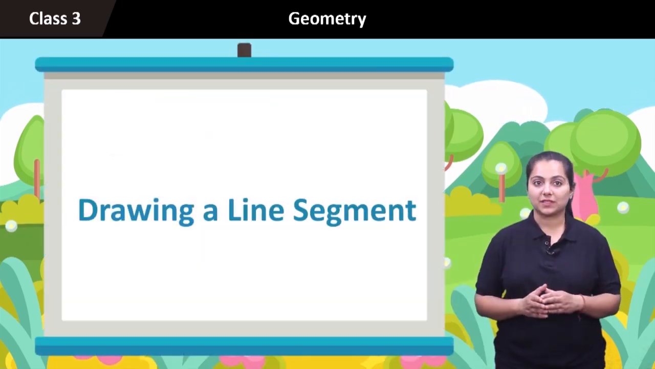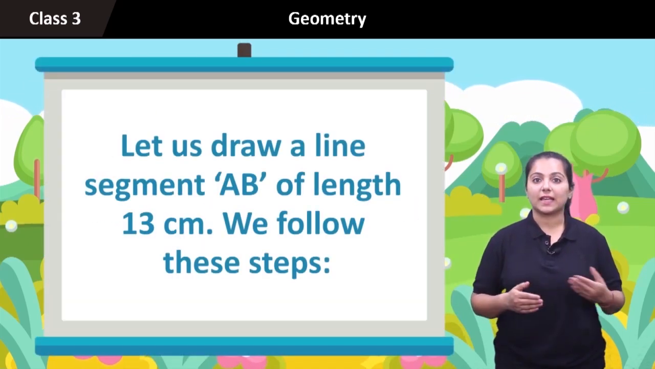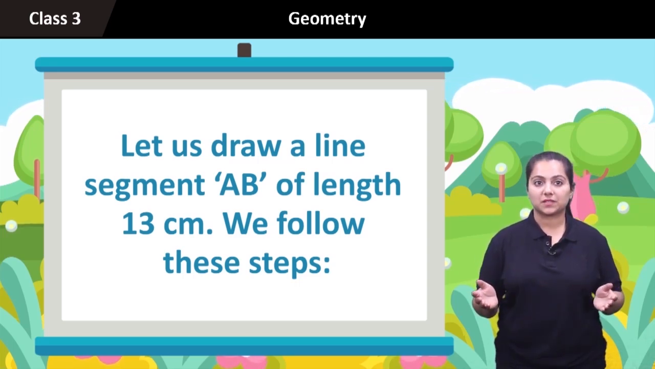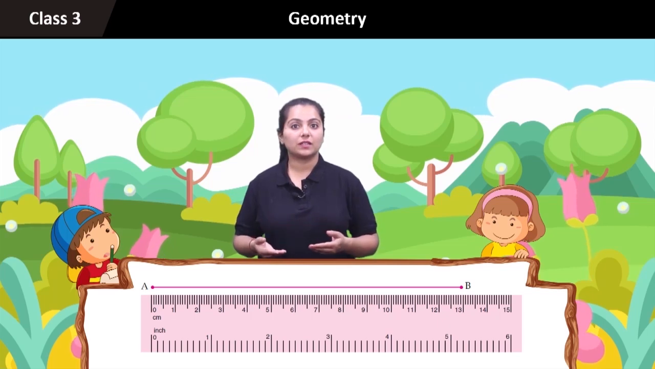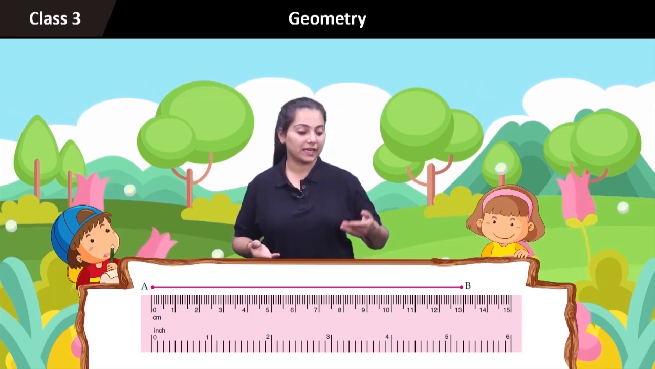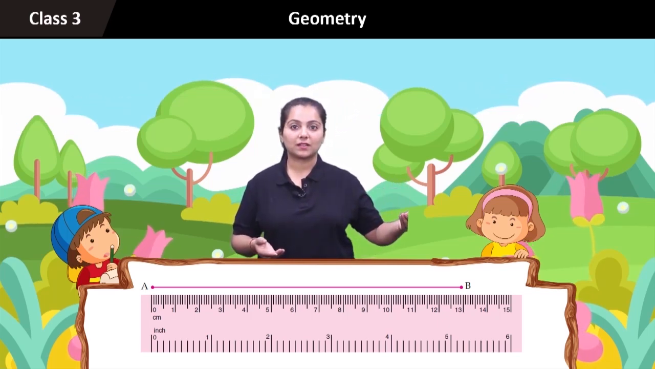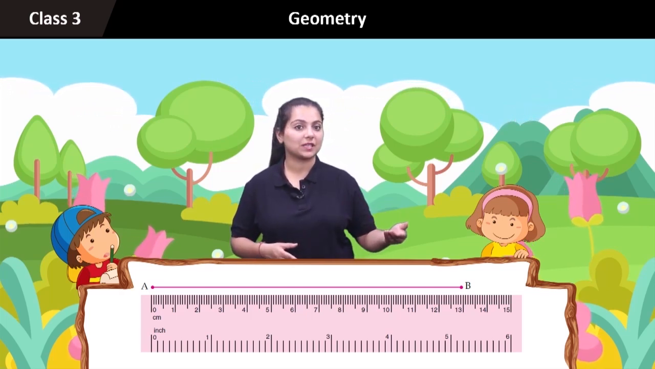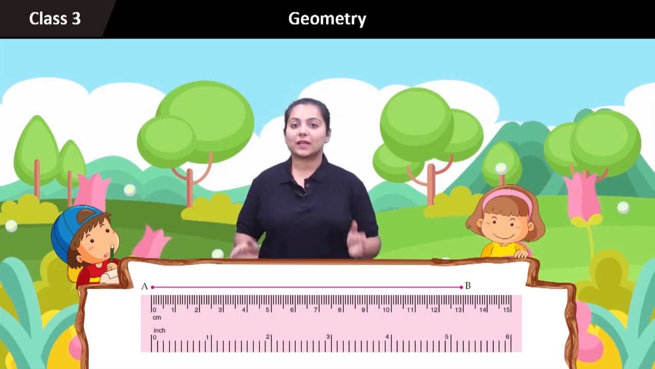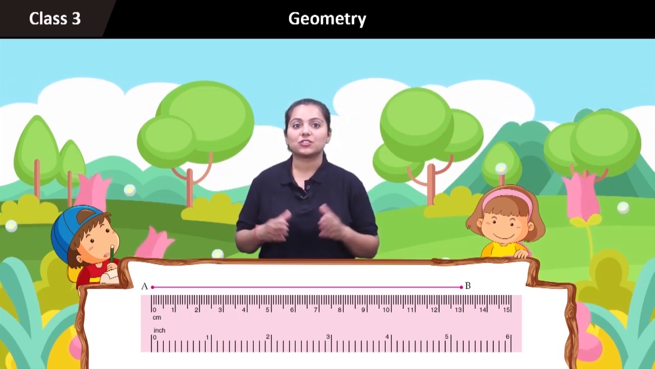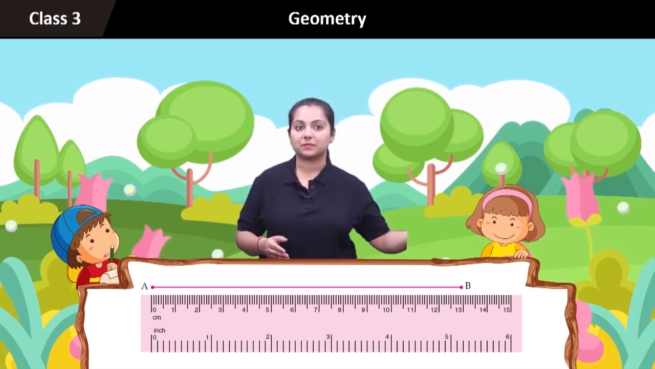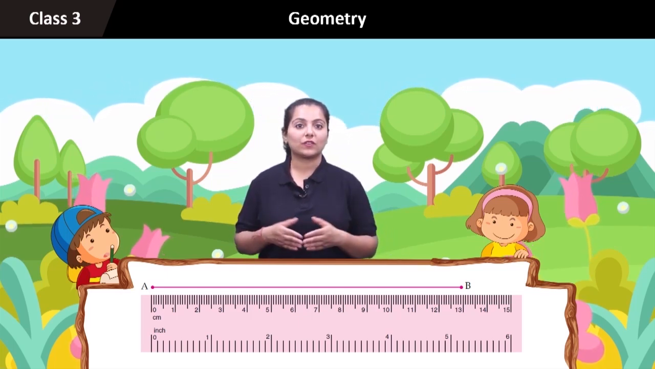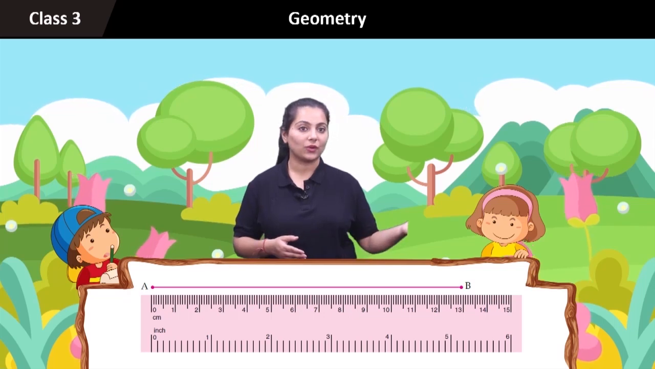Drawing a line segment. Let us draw a line segment AB of length 13 cm. We follow these steps. Now, place the ruler on the paper and mark point A against the 0 mark of the ruler. Then mark another point B against the 13 cm mark of the ruler. Place the pencil at point A and join the points A and B. Now remove the ruler. Thus, a line segment of length 13 cm has been drawn.